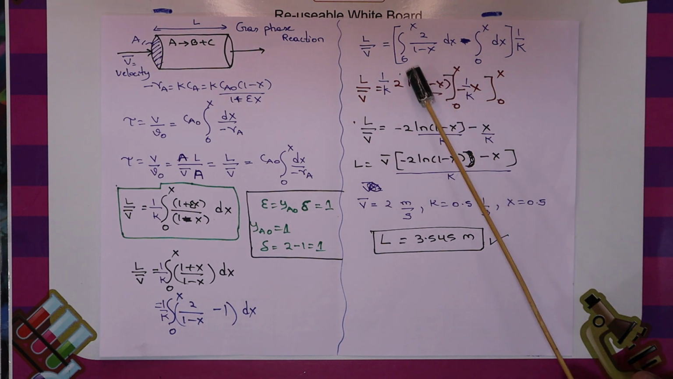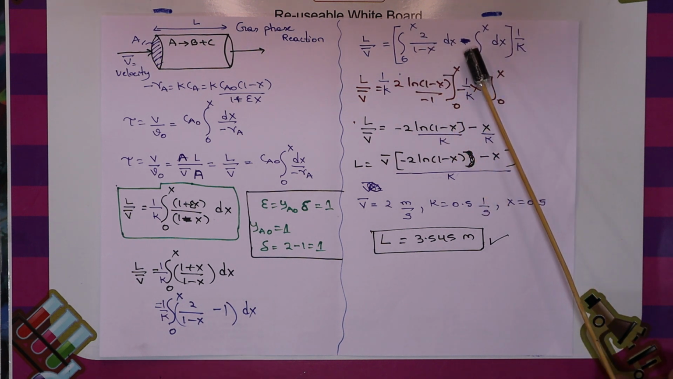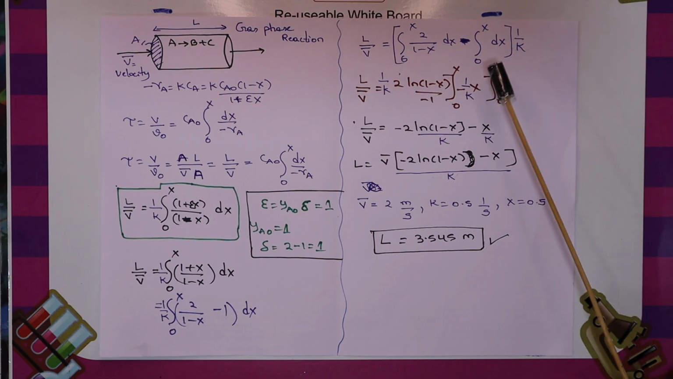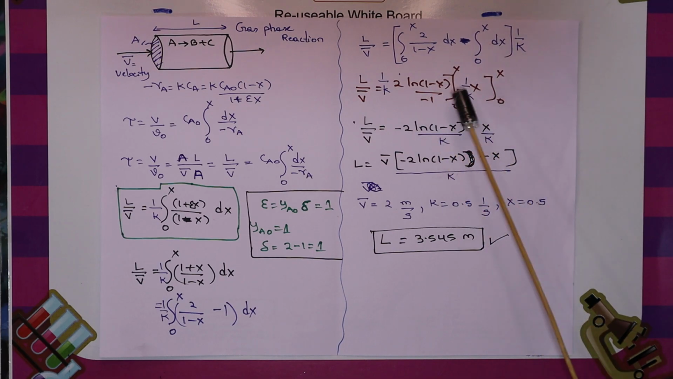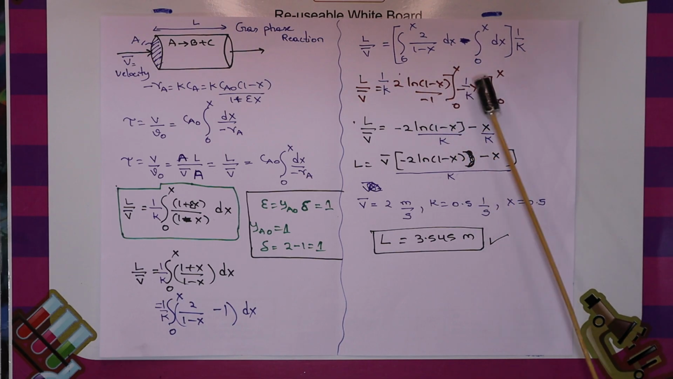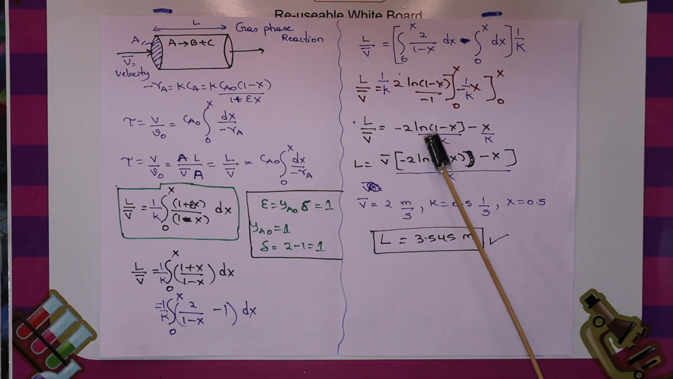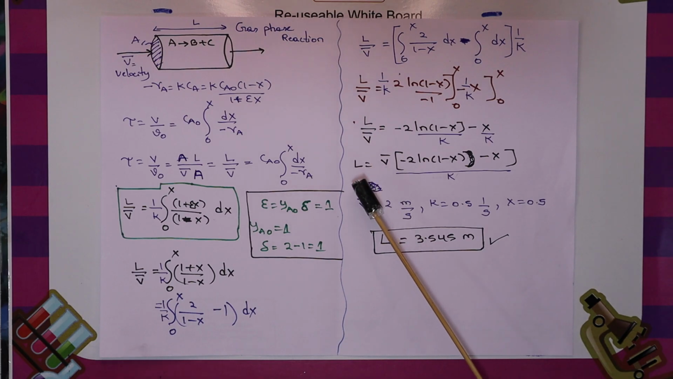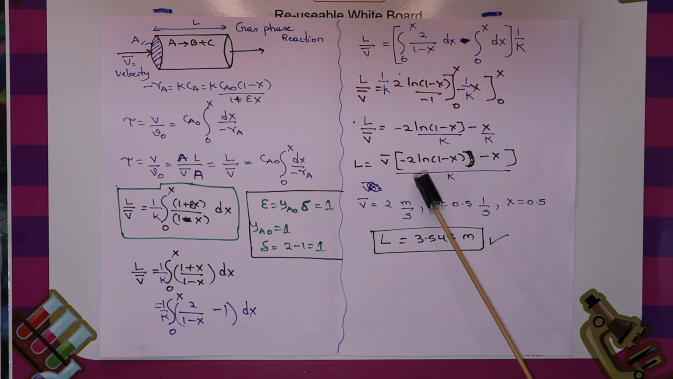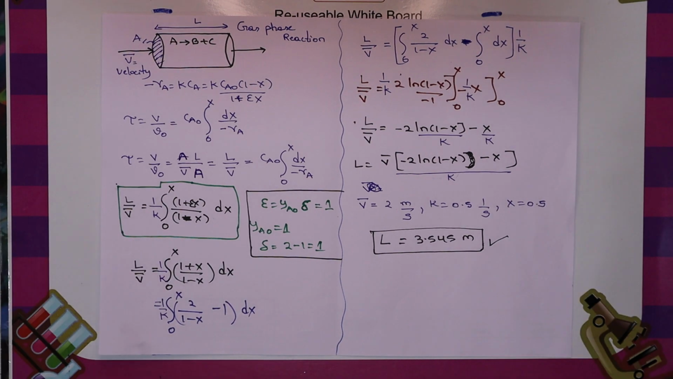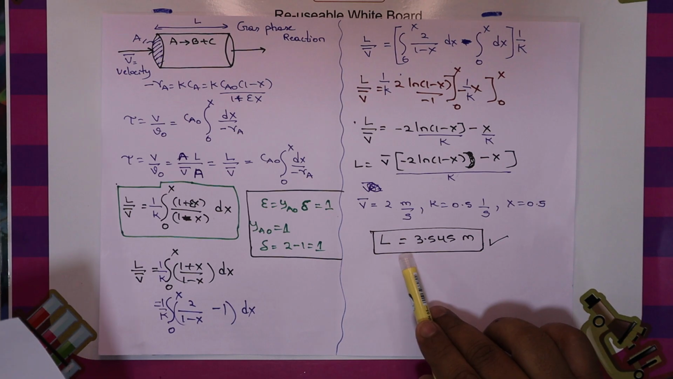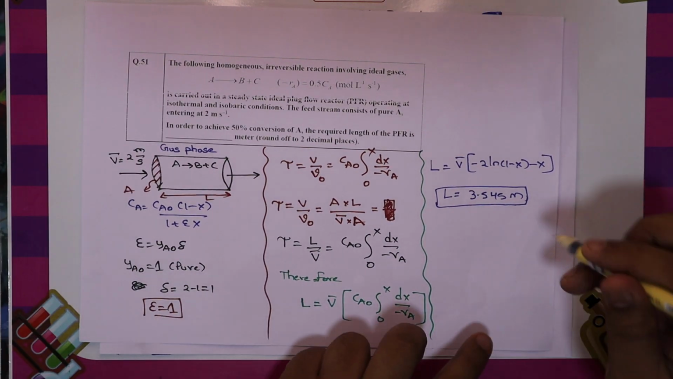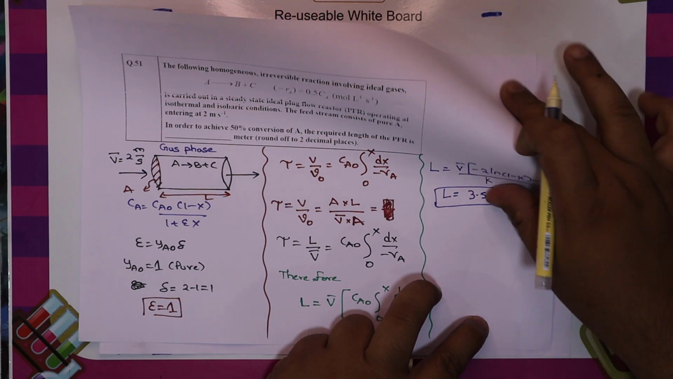So let us integrate. The integral from 0 to x of 2 by (1 minus x) dx minus the integral from 0 to x of dx, times 1 by k. So this is ln(1 minus x), and this is only x. Integrate, and substitute the limits from 0 to a certain x. If you substitute the limits, you get L by V equals minus 2 ln(1 minus x) by k minus x by k. From this, what is L? L is minus V bar times (minus 2 ln(1 minus x) minus x) by k. If you substitute the values, you finally get the length of the reactor equal to 3.545 meters. That means in this equation we are supposed to multiply by k as well.